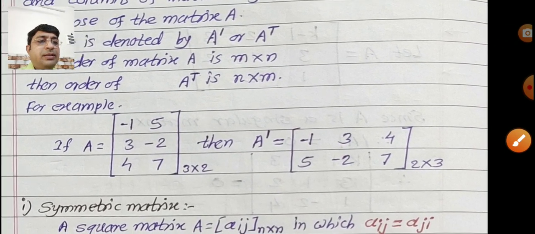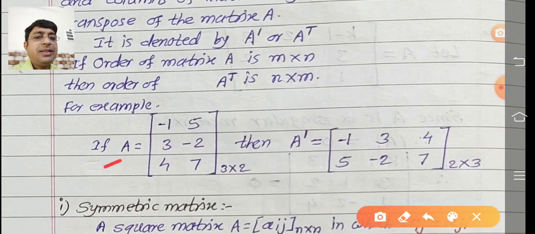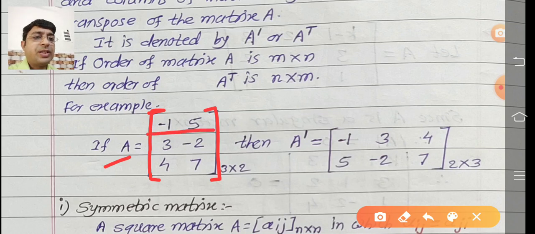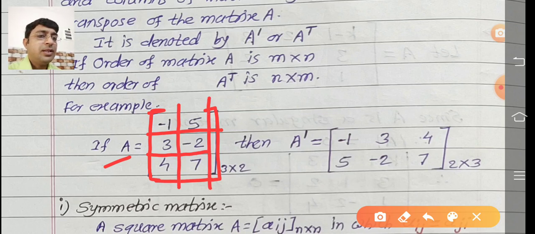For example, matrix A is given here. How many rows? 3 rows are here. First, second, third, 3 rows. And how many columns? 2 columns. So the order is 3 by 2. So we are taking the transpose of this matrix A.